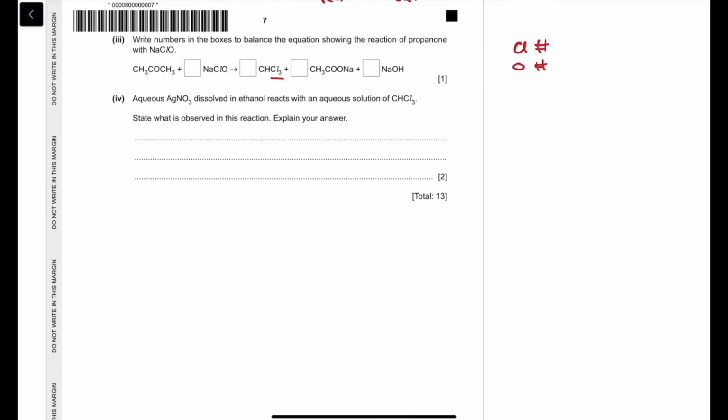Here it says, write numbers in the boxes to balance the equation showing the reaction of propanone with NaClO. So if we consider this compound to have 1 mole, we can see here that there are actually 3 Cl's here, but only 1 here. So we're going to add 3 at the start here. And now we actually have 4 oxygens on this side, but only 3 oxygens on this side. Well, we have to multiply this by 2. And this remains as 1. And therefore we have a balanced equation.